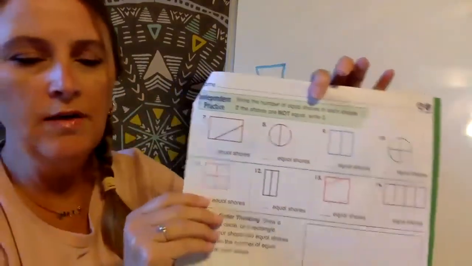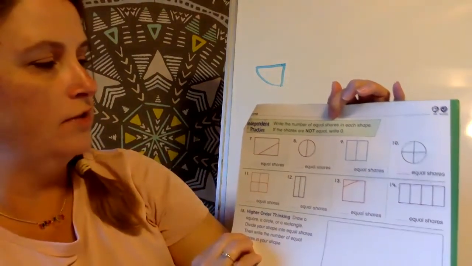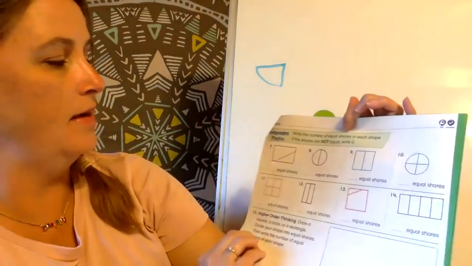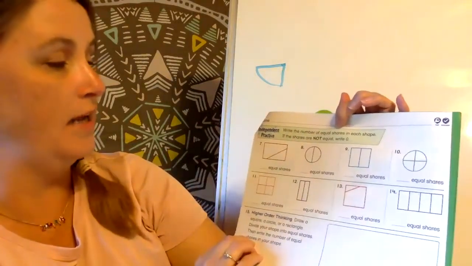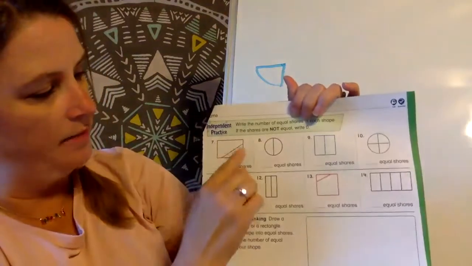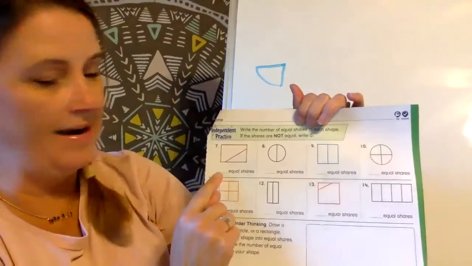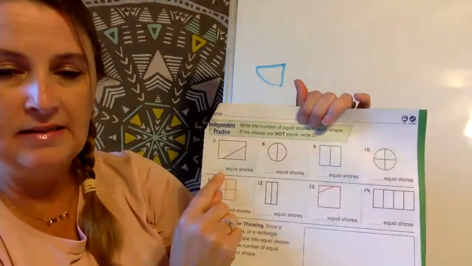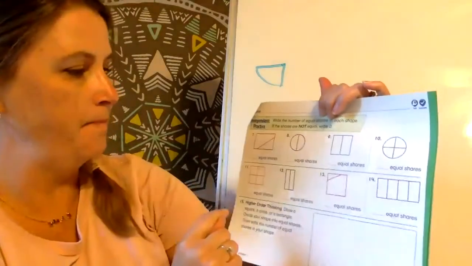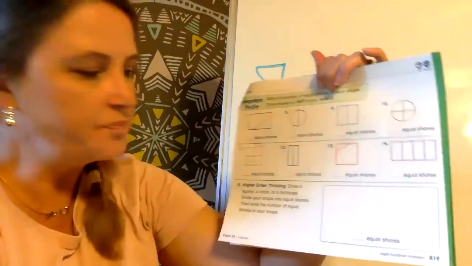All right, so it says, write the number of equal shares in each shape. If the shapes are not, or the shares are not equal, write 0, okay? So you're going to look at the shape. Does it have equal shares? If it does, you're going to write how many equal shares it has. If it does not have equal shares, you're going to write 0, okay? You'll do that for number 7 all the way through 14.